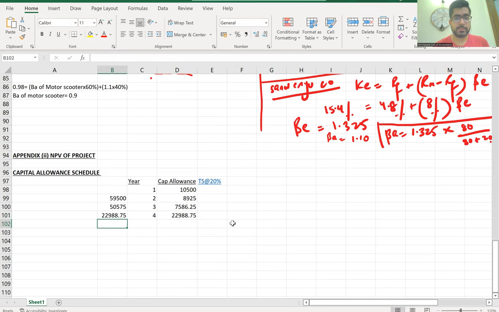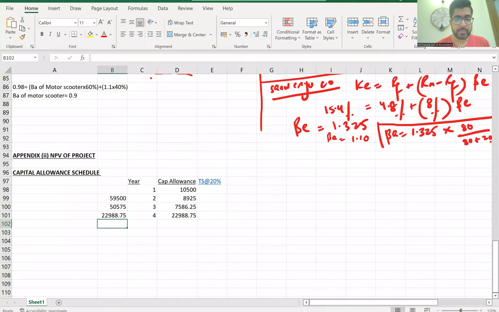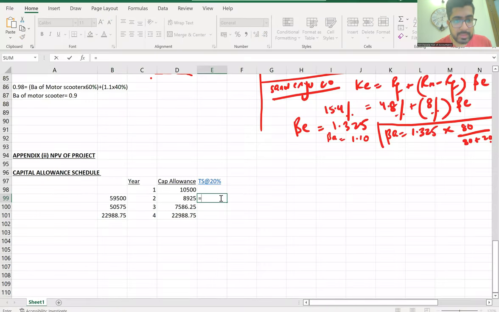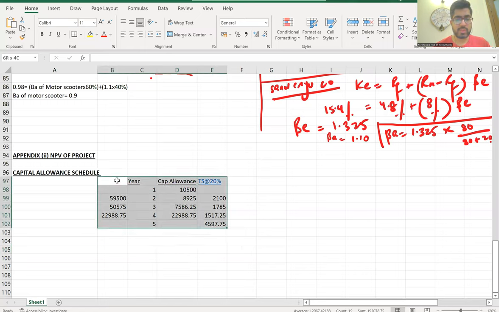Okay. And let me see the tax rates here. It's 20% with a one year delay. So year one tax saving would come in year two. That is 10,500 times 20%. Okay. Then 8,925 times 20%. Then the year three allowance times 20% next year, and then the year four allowance times 20% next year. Okay. This is the capital allowance schedule, which we have to make first. And these savings which we have mentioned, we will treat as inflows. If you want to copy this capital allowance schedule, you can copy this.